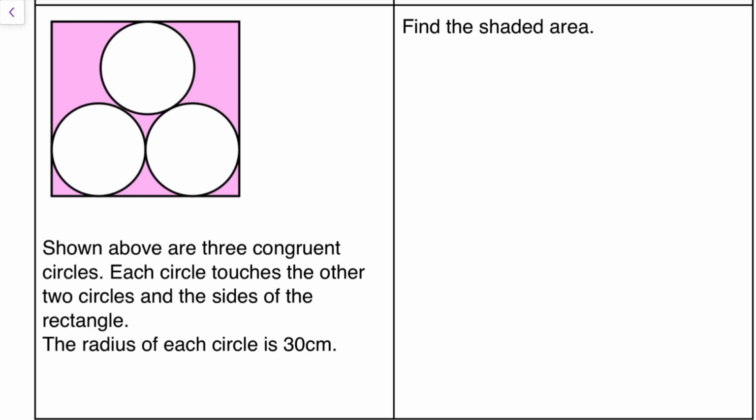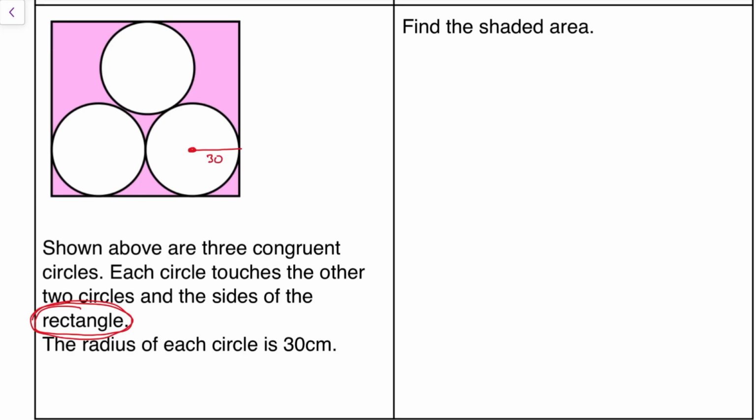Now, I was going to say something, but the question said it already for me, because I've seen a question like this before. This looks like a square, but it's not a square. It's a rectangle. So I need to be very careful. And it says the radius of each circle is 30 centimeters. Now, actually, no, I will write 30.